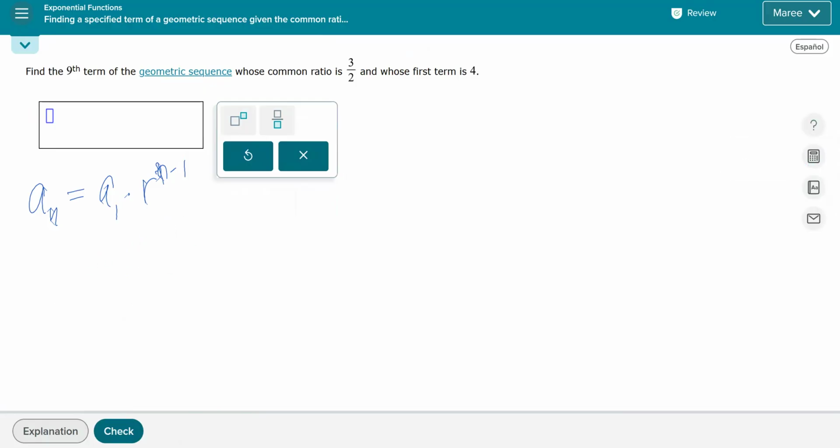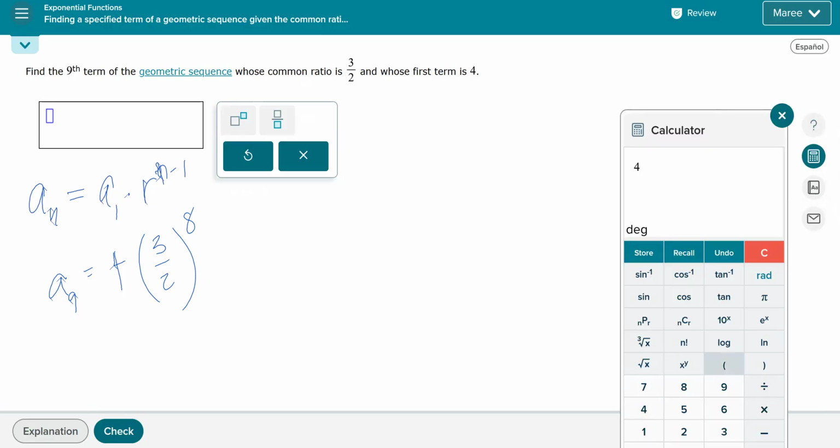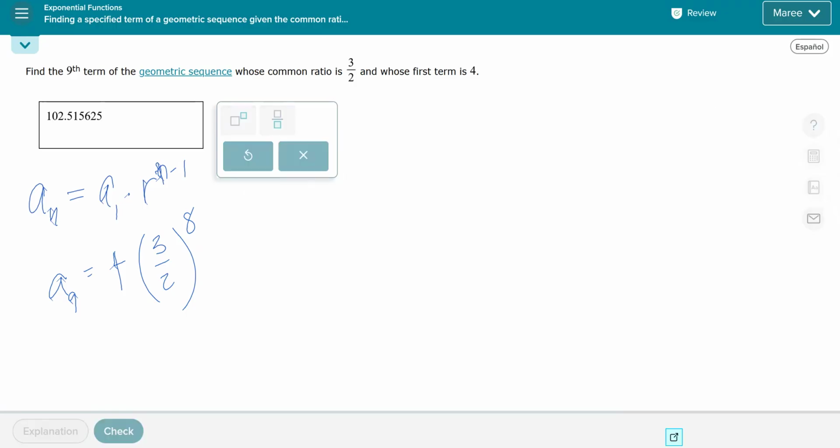So we have a sub 9 equals the first term 4. The ratio is 3/2. 9 minus 1 is 8. So we plug that into our calculator. We have 4 parentheses 3/2. Come outside the 3/2 and parentheses, x to the y power, and we're using 8. Type in that decimal, 102.515625. Then that's the end of the lesson.